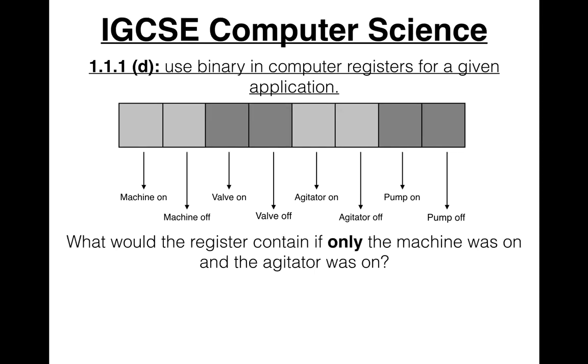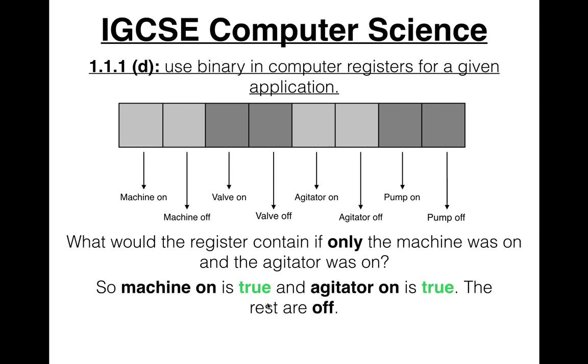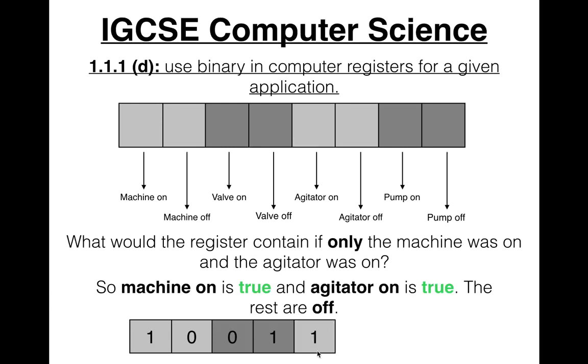You might also get a question saying, what would the register contain if only the machine was on and the agitator was on? So we look at the question and we see machine on is true, and agitator on is true. The rest are off. So let's look at machine. Machine on is true and machine off is false. Valve on is false, which means that valve off should be true. And agitator on is true, that means agitator off is false. And pump on should be false, and pump off should be true.